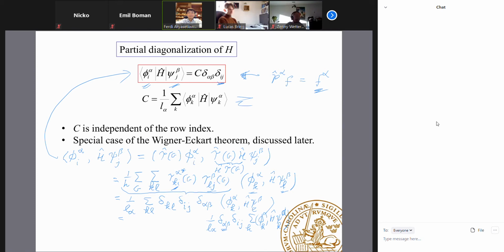Yes. So we have a Hamiltonian. We can already diagonalize it, let's say partially, if we choose the basis functions in such a way that they belong to the irreducible representations of the symmetry group of the Hamiltonian. We'll see later that this is actually a special case of what is called the Wigner-Eckart theorem that we will do later. I think we can do it today.